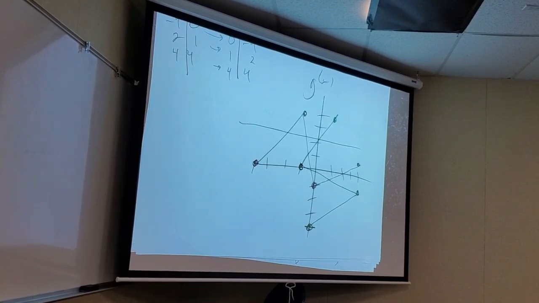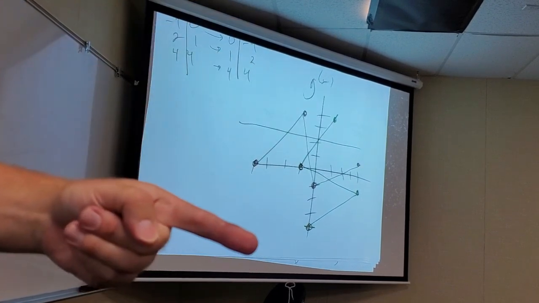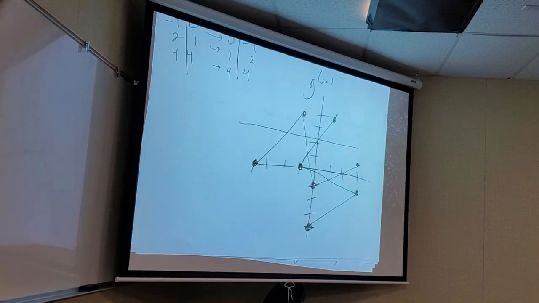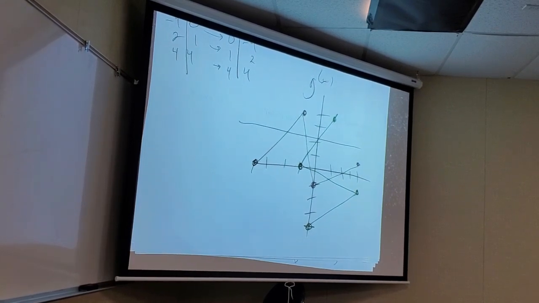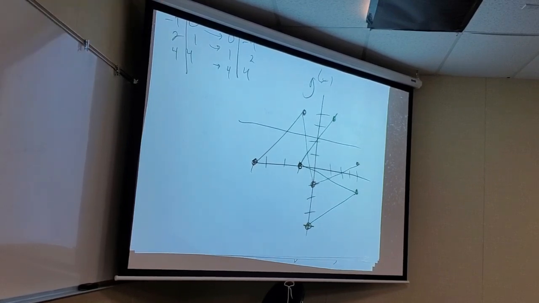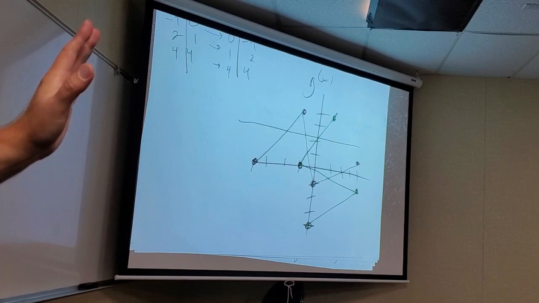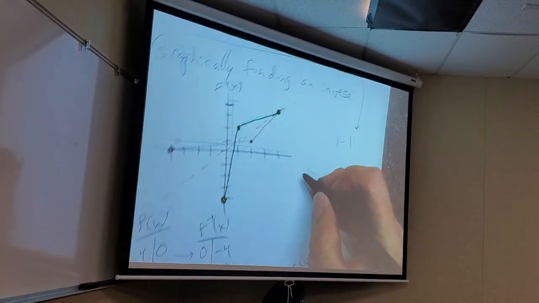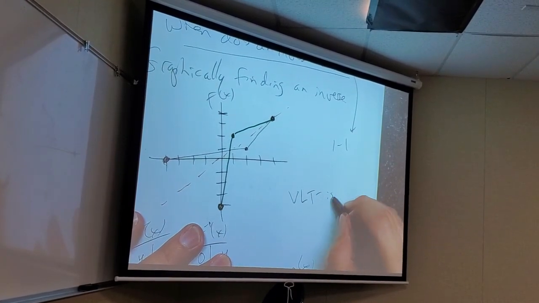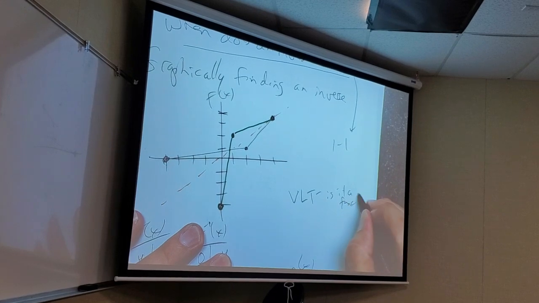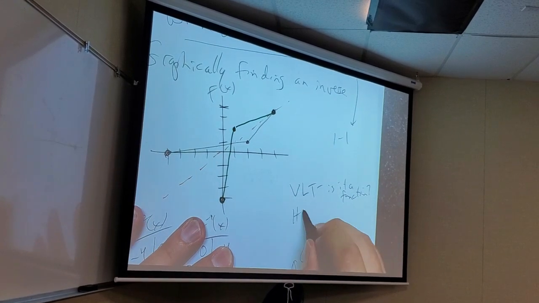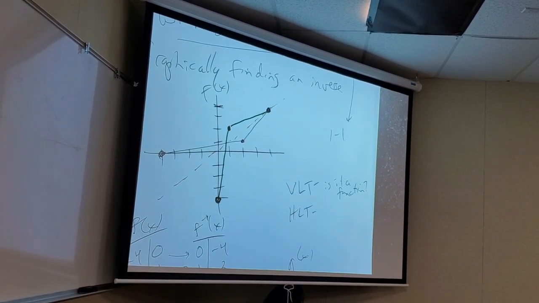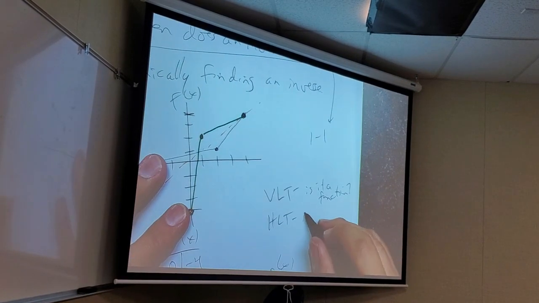To be a function, you must pass the vertical line test. To be an invertible function, you also have to pass the horizontal line test. Why? Because instead of flipping it and doing a vertical line, let me just not flip it and do a horizontal one. Let me just save some time. So the vertical line test answers, is it a function? On top of that, the horizontal line test will say, is that function invertible?